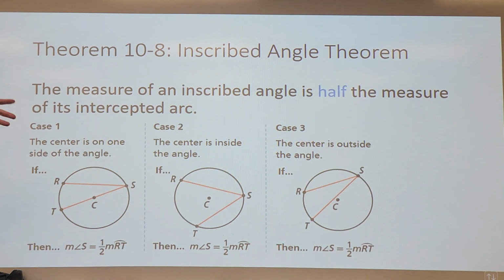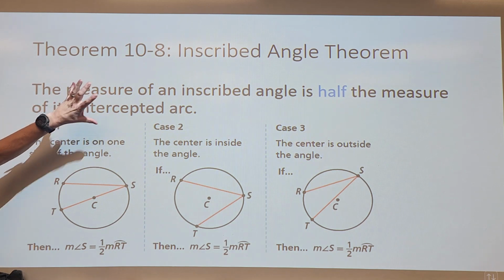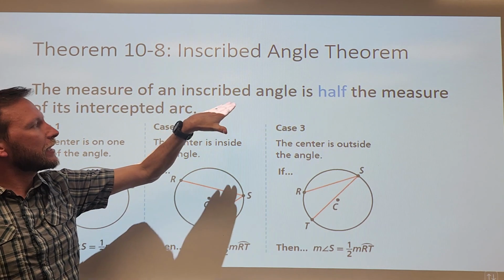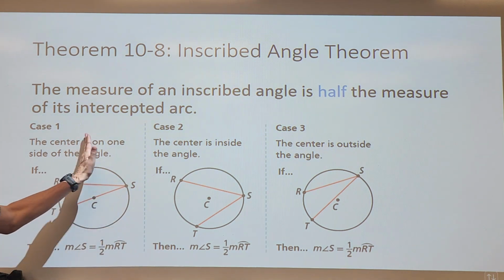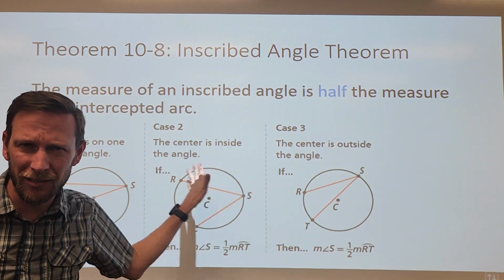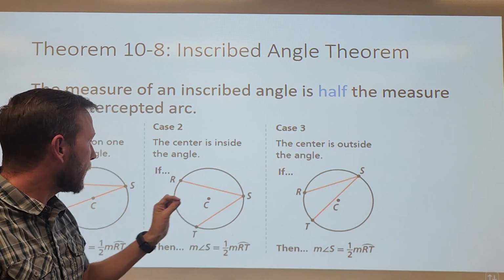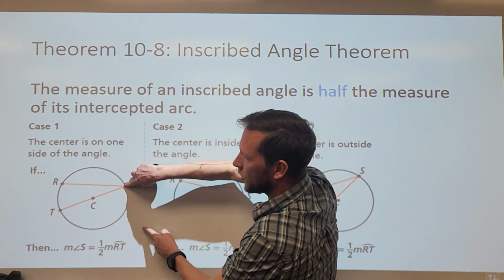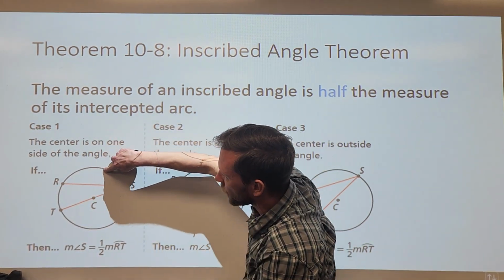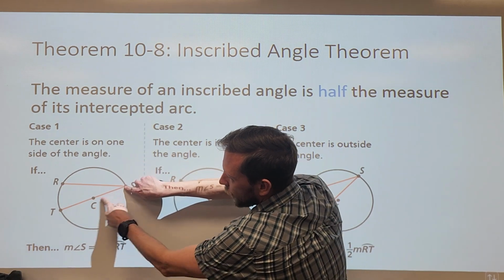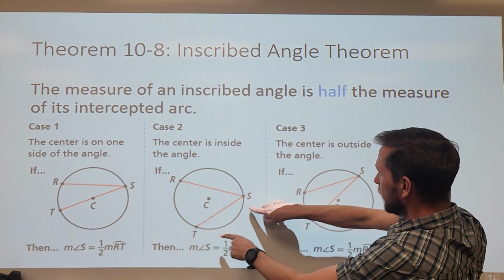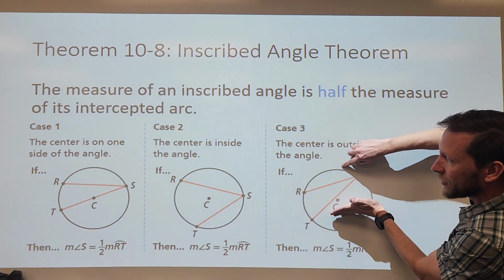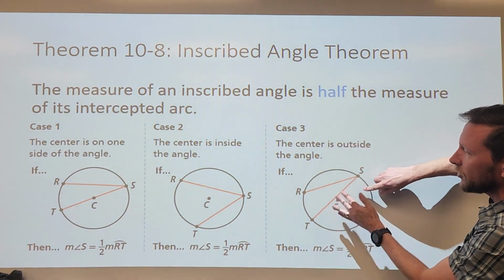And so here is our theorem 8 that says that the measure of the inscribed angle is half the measure of the intercepted arc. And so it says case 1, case 2, case 3. Those different situations don't matter. What matters is that the vertex of the inscribed angle is on the circle. It can include the center. One of the segments can include the center. It can go around the center. It can leave the center excluded from that angle, and it doesn't matter.